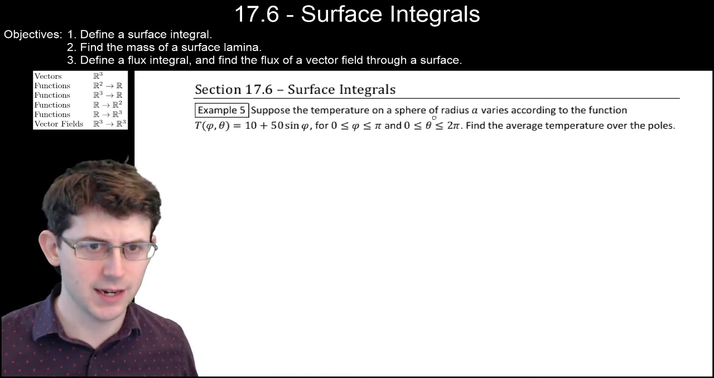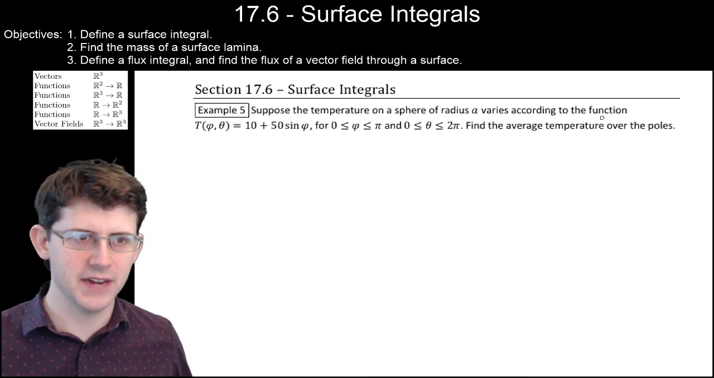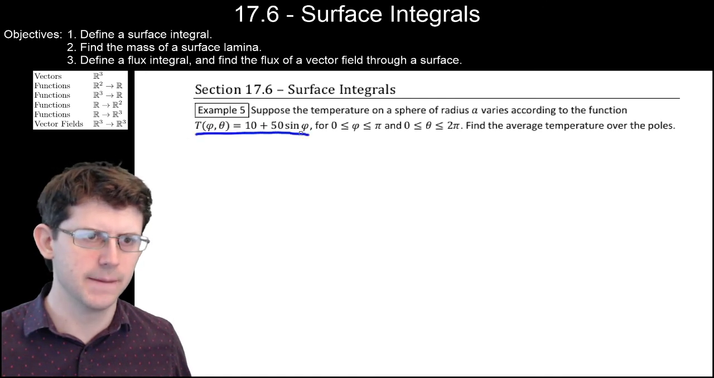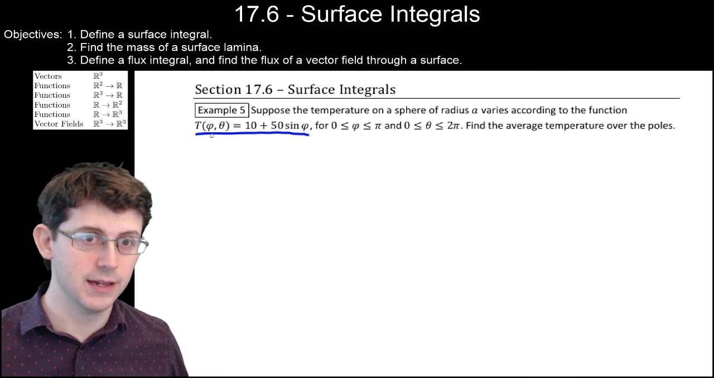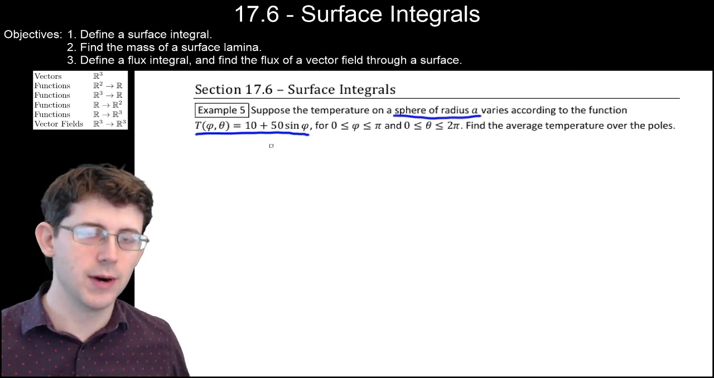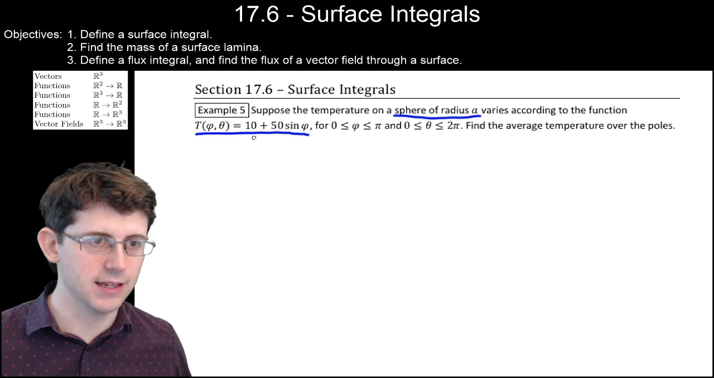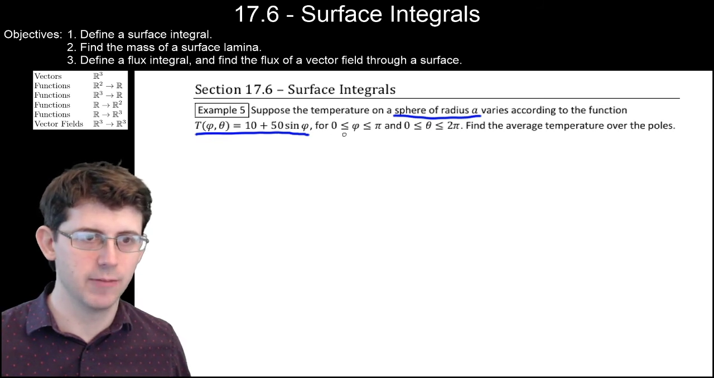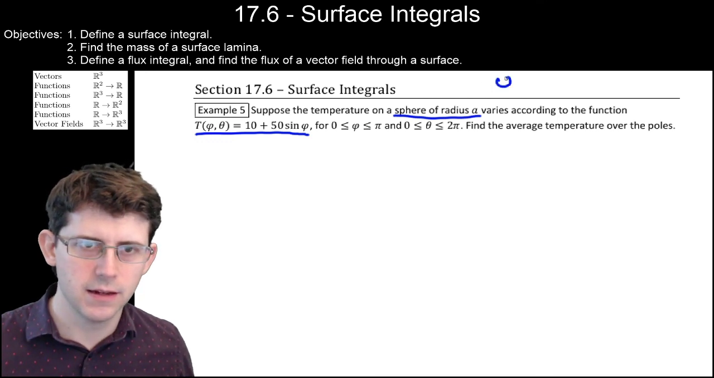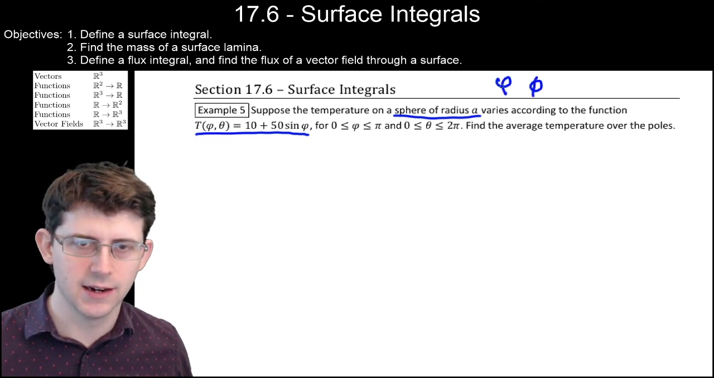Suppose the temperature on a sphere of radius a varies according to this function. These are some weird input variables. There's 2 of them, and we're talking about a surface, so this is probably the parameterization of our surface. T of phi, theta is 10 plus 50 sine phi. Okay, so this phi and this phi are the same thing.